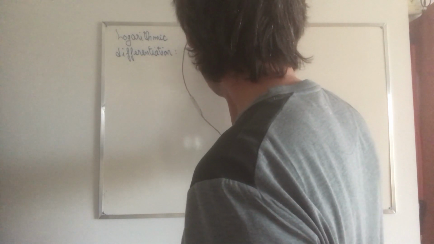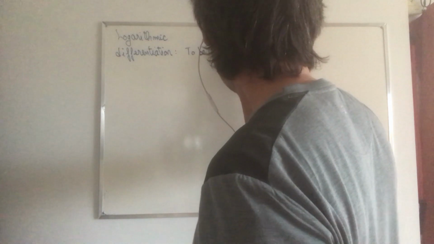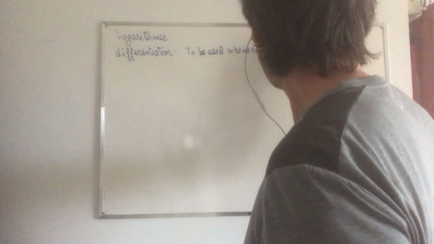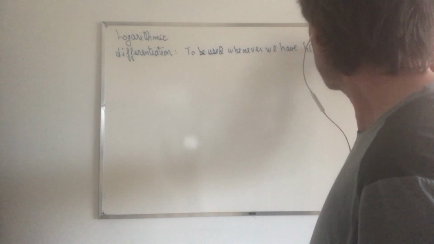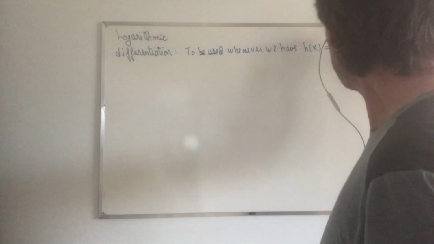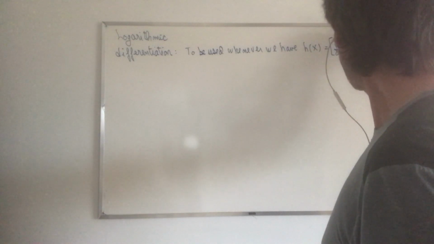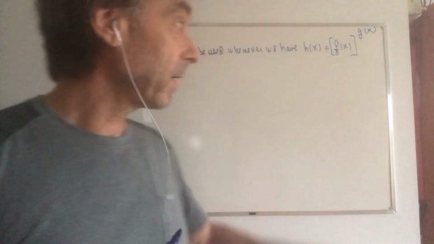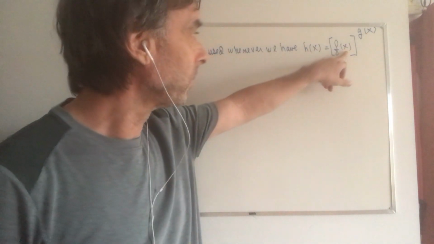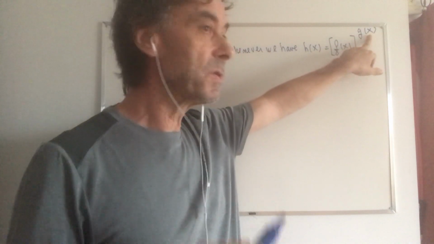So when do we use this? To be used whenever we have a function h of x that actually is written like a function f of x to a power of another function g of x. So notice here that there shall be some x's in the base. There will also be x's in the exponent, right?